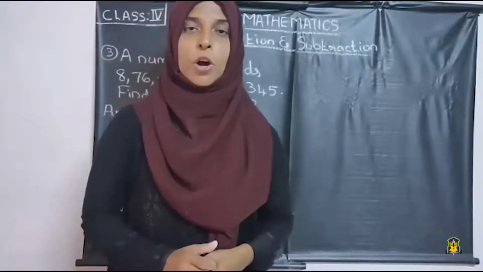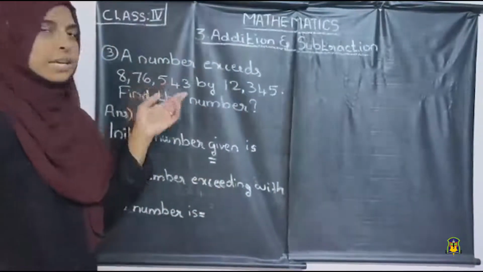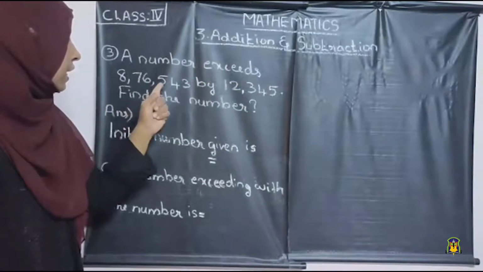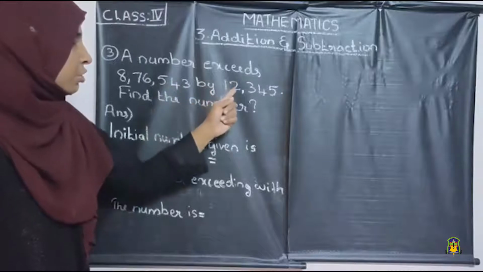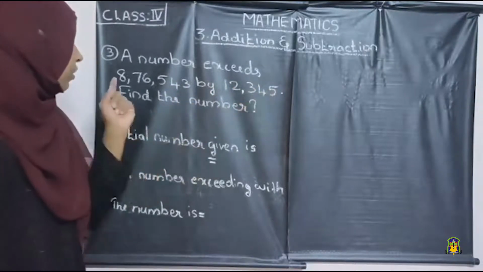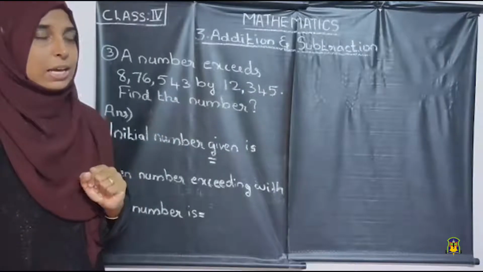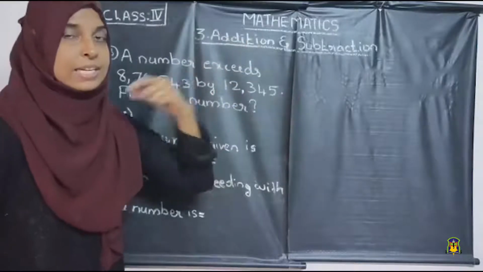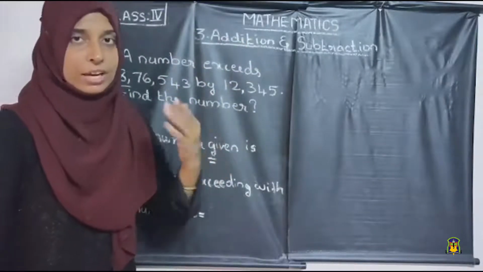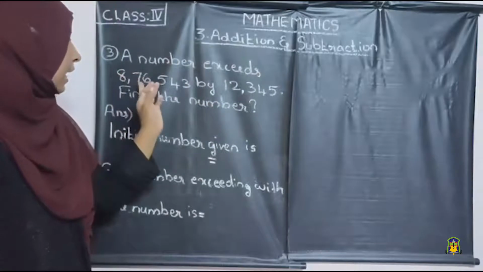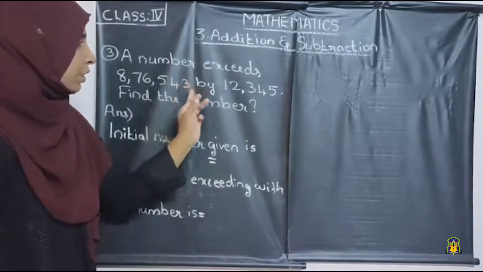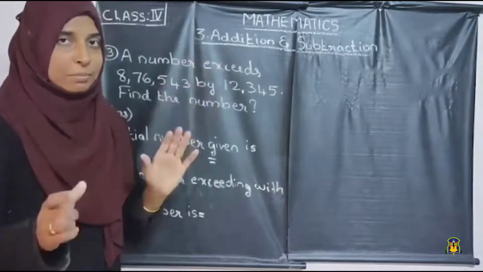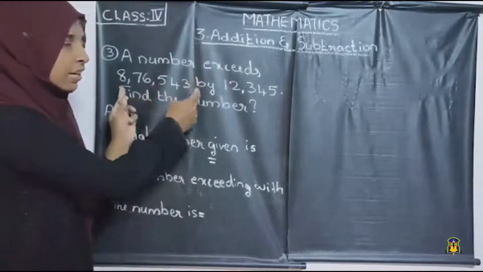We will do one more problem, children. So here read the question, third one. A number exceeds 8,76,543 by 12,345. Find the number. Okay, listen carefully, children. The question: a number exceeds. Exceeds means more than. Exceeds 8,76,543 by 12,345. That means the given number is this.